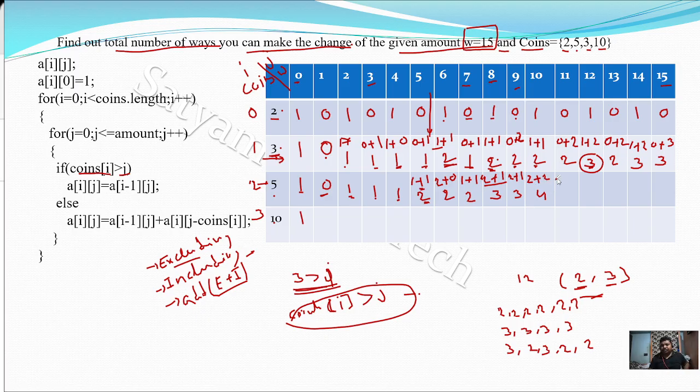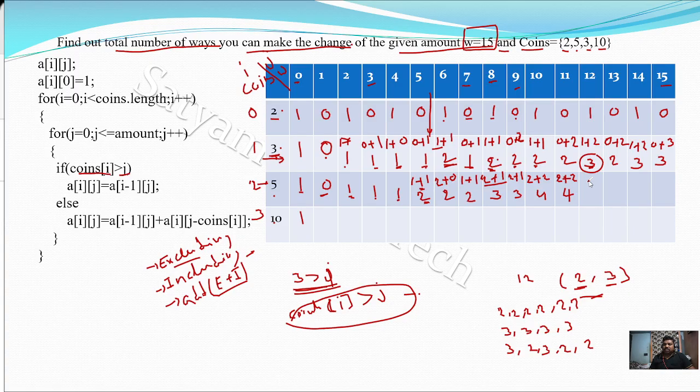Now we can see here the previous value is 2, plus 11 minus 5. 11 minus 5, that value is 6. In the sixth column you can see the value is 2. So you can take that 2. Here there are 4 ways to make 11 by using 2, 3, 5 rupee coins.